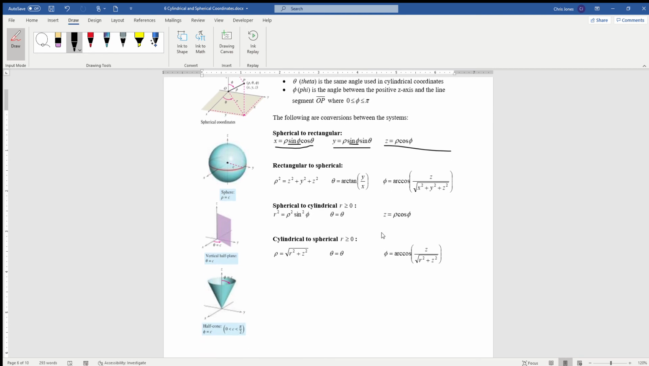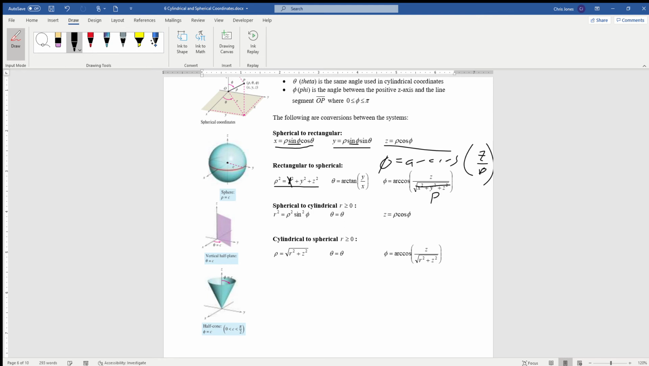These are pretty easy as well, except for the phi. So rho squared is x squared plus y squared plus z squared. This is a typo, I will fix that on your version. Arctan of y over x is theta, which was the exact same thing that it was in cylindrical coordinates. And then we have this nasty mess for phi, arc cos of z over the square root of x squared plus y squared plus z squared. Another way to think of this is you just find rho, which is the square root of both sides, so really an easier way to remember phi is arc cos of z over rho.